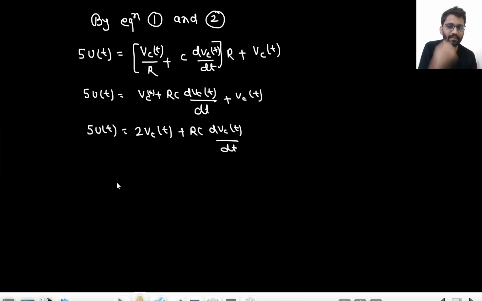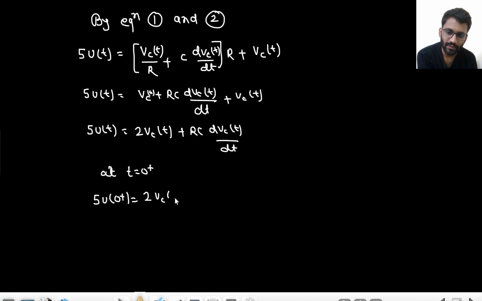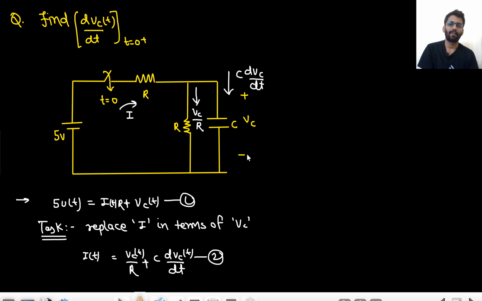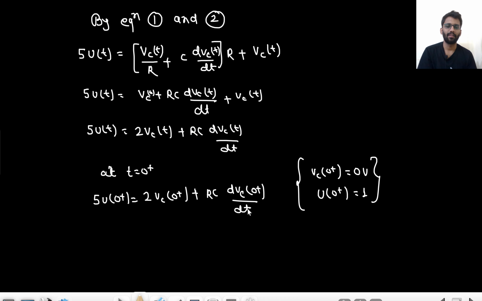Where they are asking at t equals 0 plus, we have 5u(0 plus) is equal to Vc(0 plus) plus RC dVc(0 plus) by dt. So tell me, what is the value of Vc(0 plus)? That is 0 volt only. And what is the value of u(0 plus)? That is 1. The capacitor initially will act as a short circuit, so it will be 0 only.